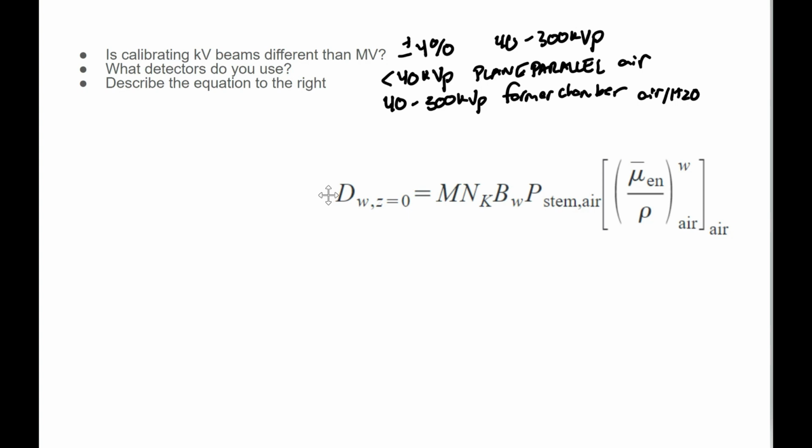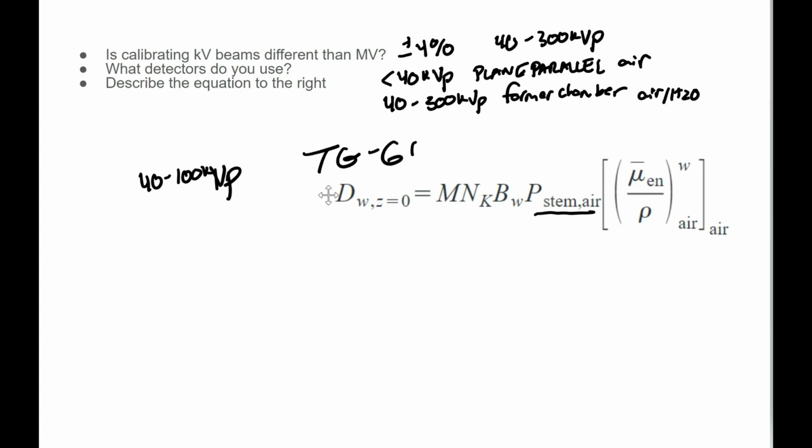So that brings us to our third question: what is this equation to the right? If you see this in an exam, this P stem air should give it away right off the bat. This is a measurement in air. Also, we have our absorption coefficients, which are also in air. So we're taking measurements in air, and we have this D_w, dose in water, measured in air. This specific equation is used for 40 to 100 kVp.